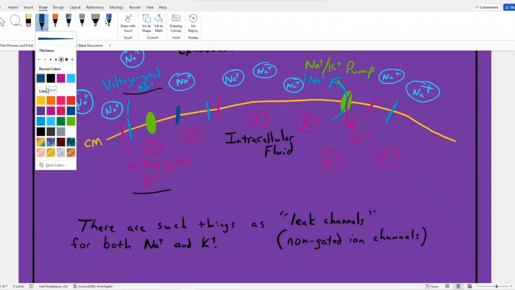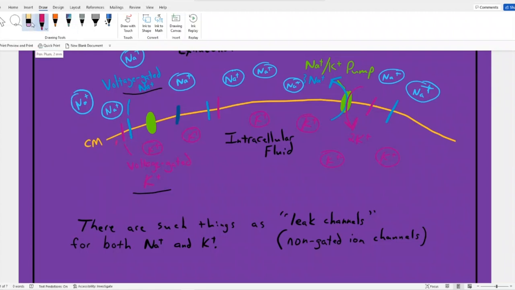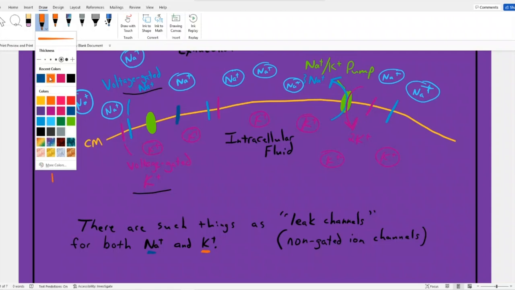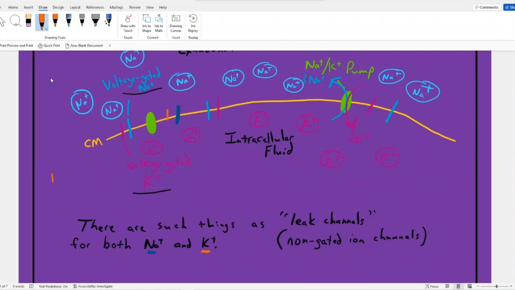Now let me pick a similar color to my purple. Let's go with plum. Well, plum's going to be awful close to, yeah, that's a little too close. So let me pick a different color. Let's go wildly different. How about orange? That'll stand out. So orange will be my non-gated potassium ion channel. This dark blue is my non-gated sodium ion channel, just to keep us straight. So let's draw in a non-gated potassium ion channel. There's one right there. Oh, but wait, I don't think I drew in enough. Let me draw in some more. Non-gated potassiums.